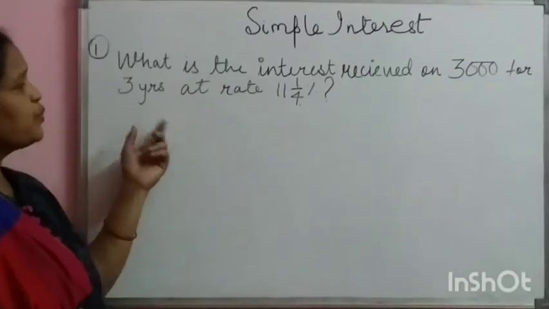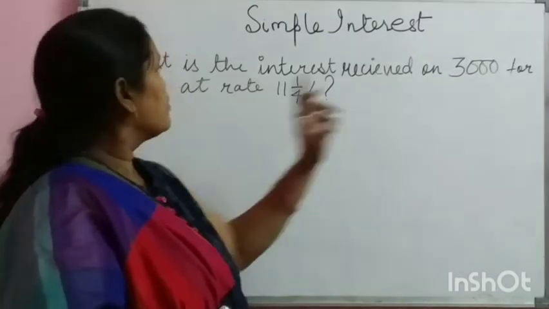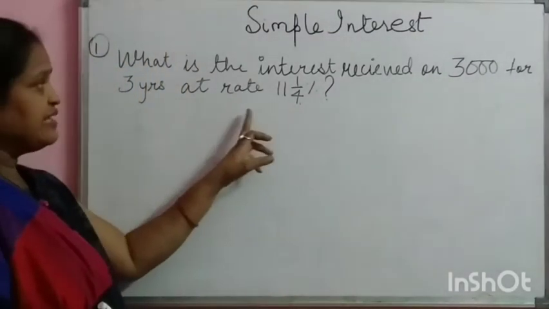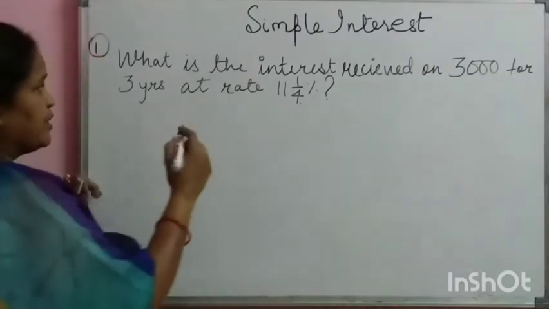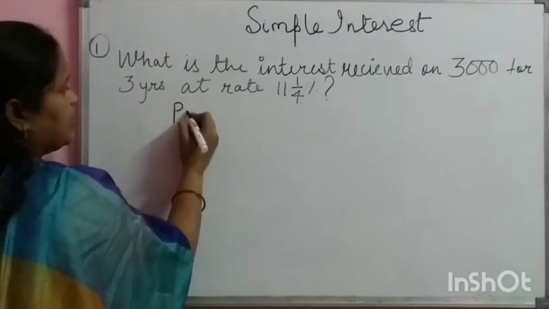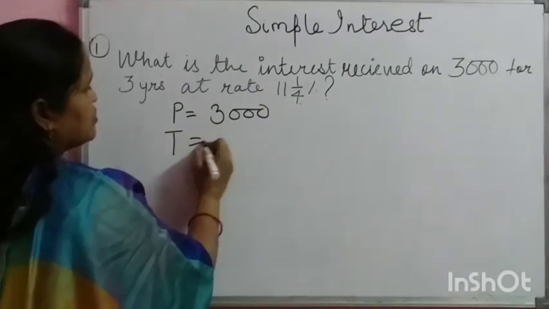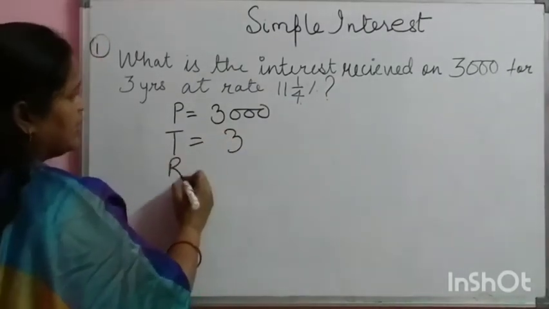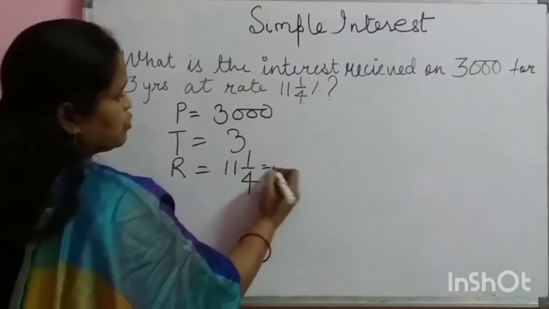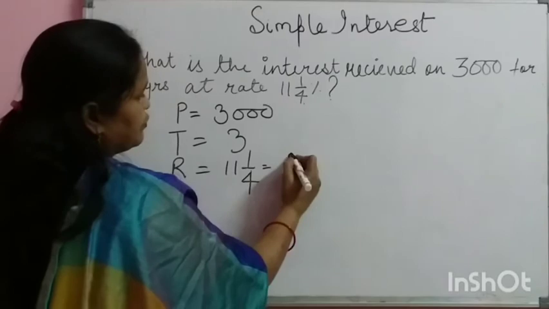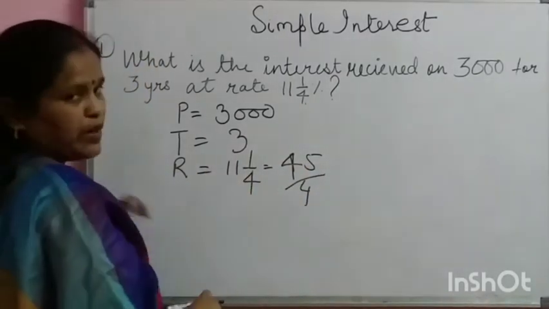This question is, what is the interest received on 3,000 rupees for 3 years at the rate of 11 1/4% per annum, right? So P is 3,000, time is 3 years, rate is 11 1/4, that equals 45/4. 11 fours are 44 plus 1 is 45/4.